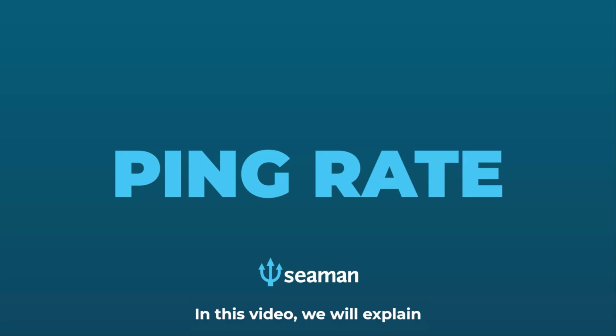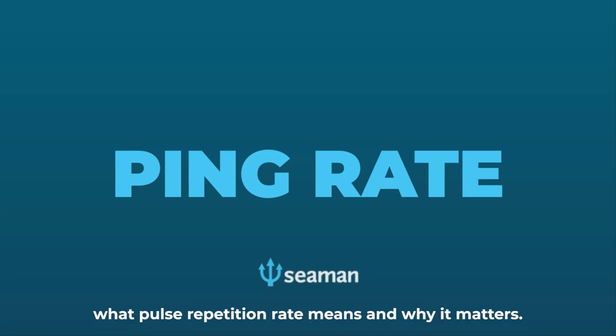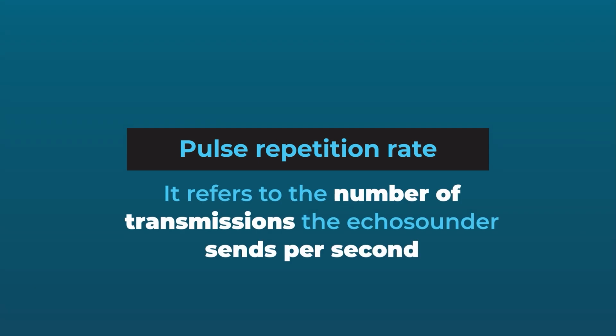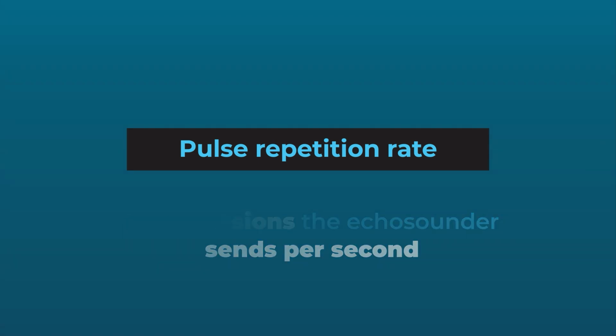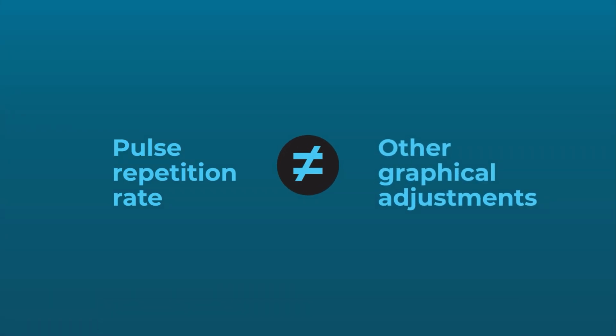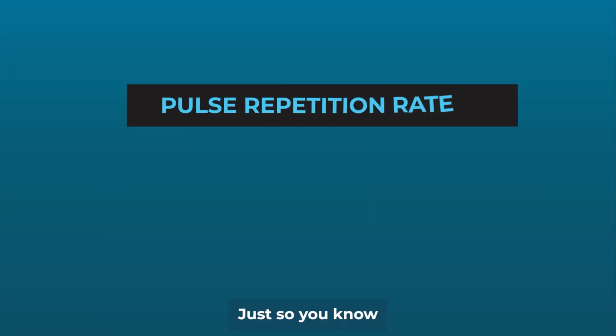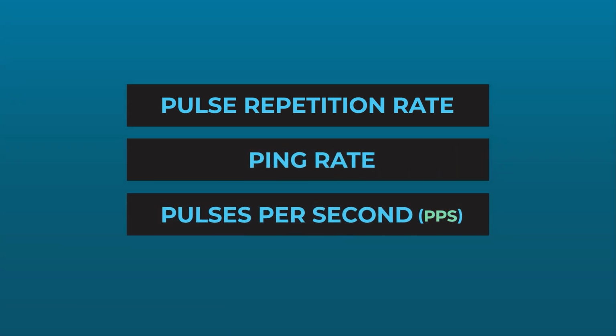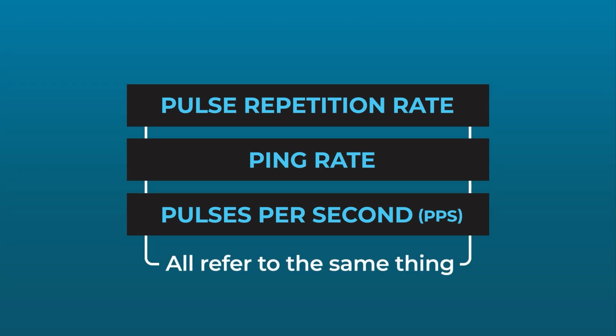In this video, we will explain what pulse repetition rate means and why it matters. It refers to the number of transmissions the echosounder sends per second. And it is important not to mix it up with other graphical adjustments. Just so you know, pulse repetition rate, ping rate, and pulses per second, PPS, all refer to the same thing.